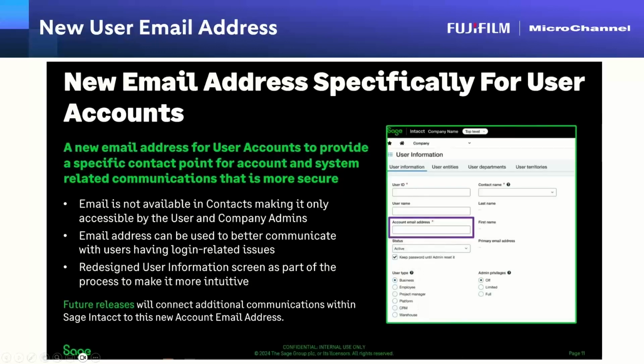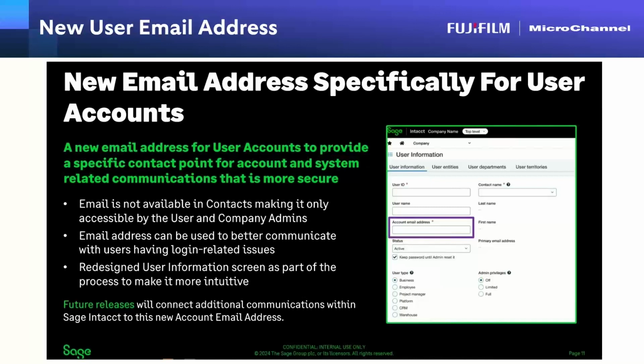As we proceed through, there's a couple of new options that came about. Now, when you look at the user information, there's a new email address that's specifically for user accounts. So generally, when we set up a new user, they've got the primary email address that's available. They also have the contact email address where there's primary and secondary. But this new sort of email address that they added is specifically for accounts purposes.